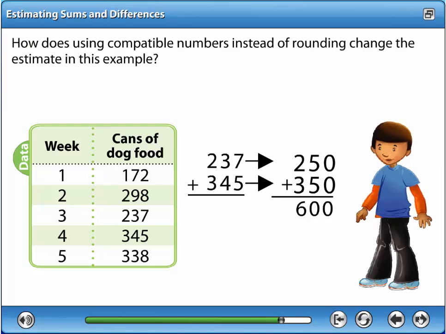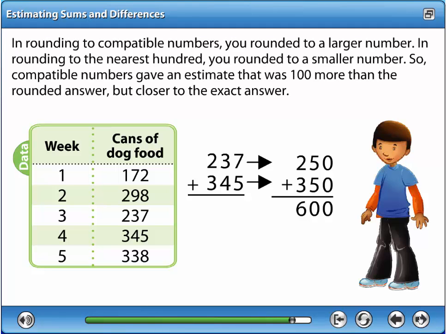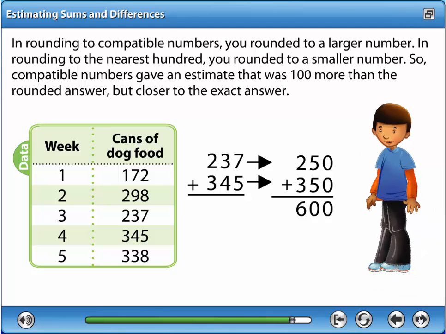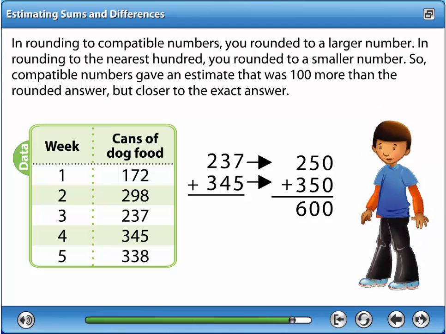How does using compatible numbers instead of rounding change the estimate in this example? In rounding to compatible numbers, you rounded to a larger number. In rounding to the nearest 100, you rounded to a smaller number. So, compatible numbers gave an estimate that was 100 more than the rounded answer, but closer to the exact answer.